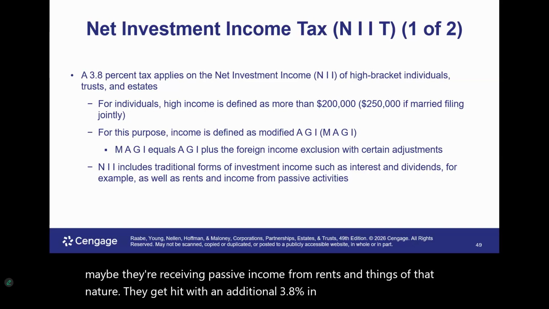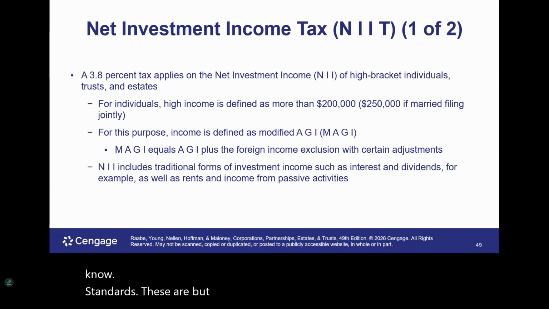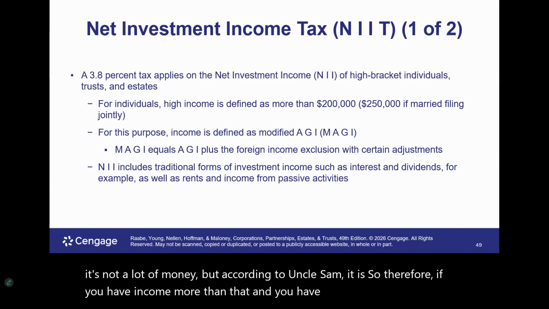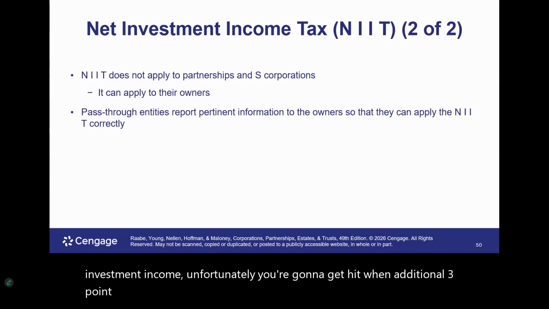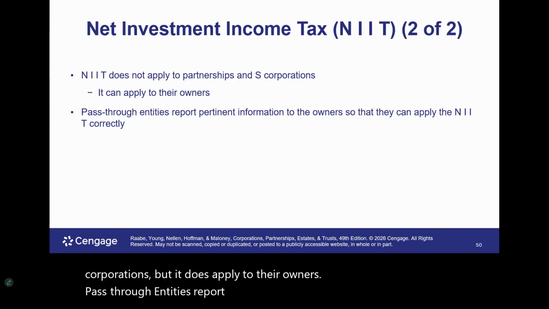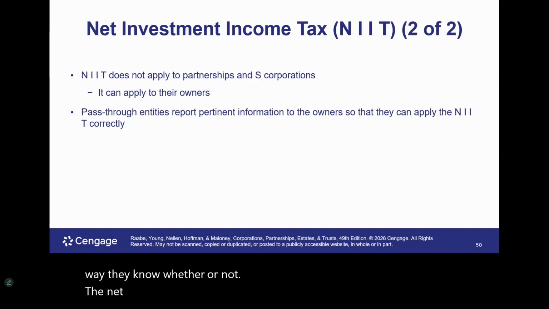So high income, I don't know whose standards these are, but high income is if you make more than $200,000. It's not a lot of money, but according to Uncle Sam, it is. So therefore, if you have income more than that and you have these types of investment income, unfortunately, you're going to get hit with an additional 3.8%. The net investment income tax doesn't apply to partnerships and S corporations, but it does apply to their owners. Pass-through entities report pertinent information to the owners, so that way they know whether or not the net investment income tax applies.